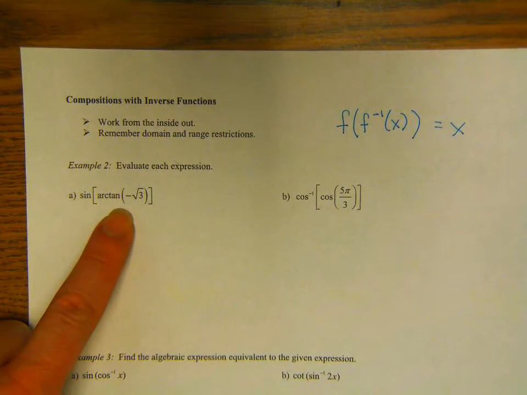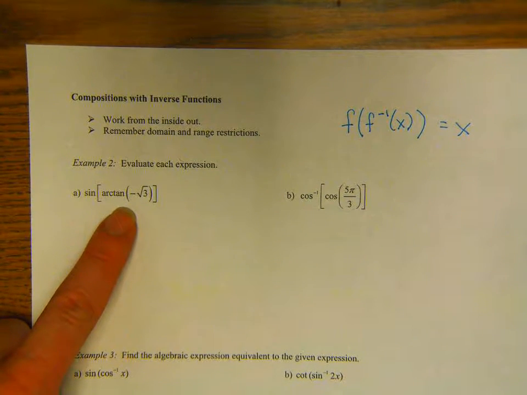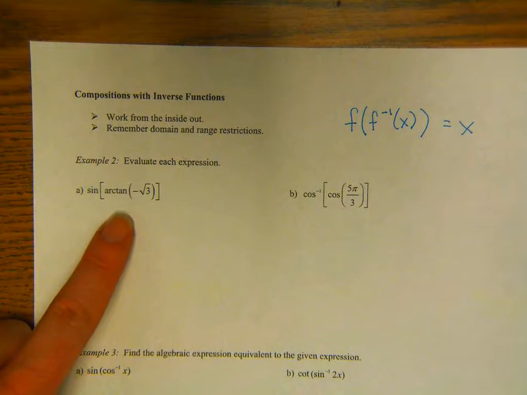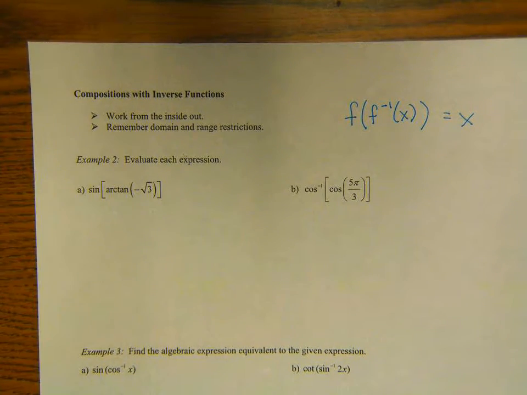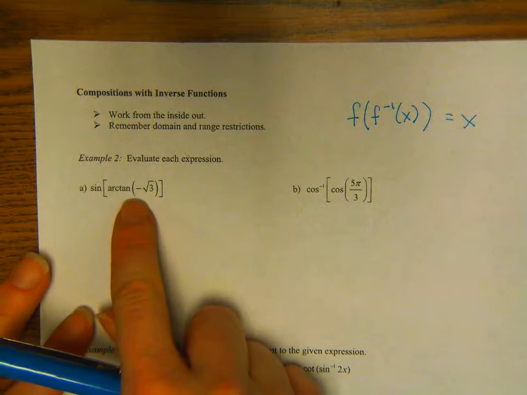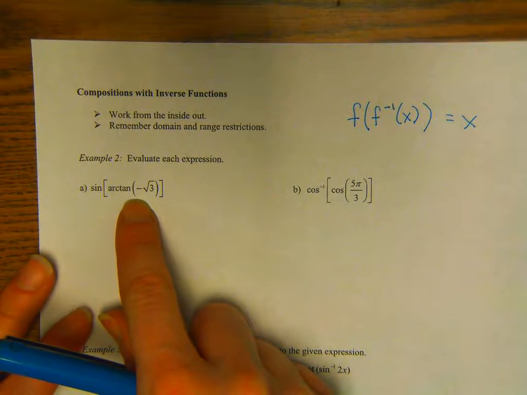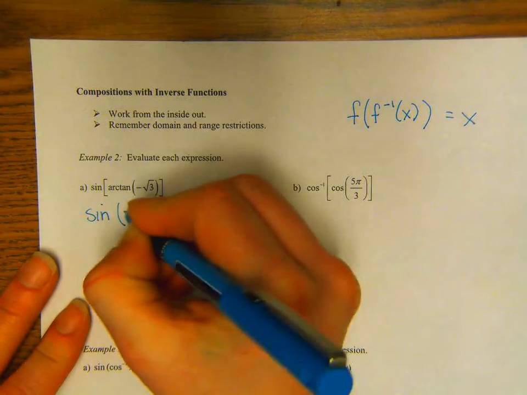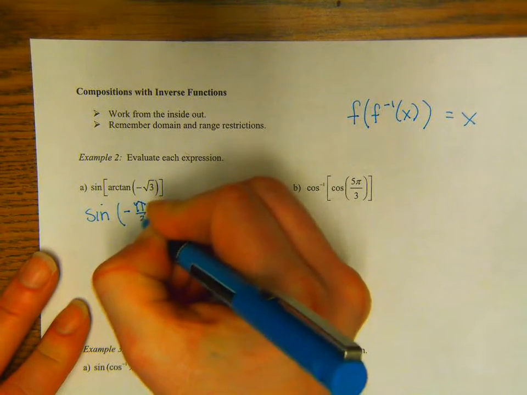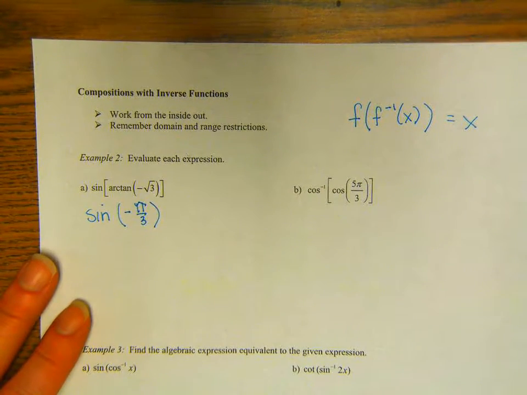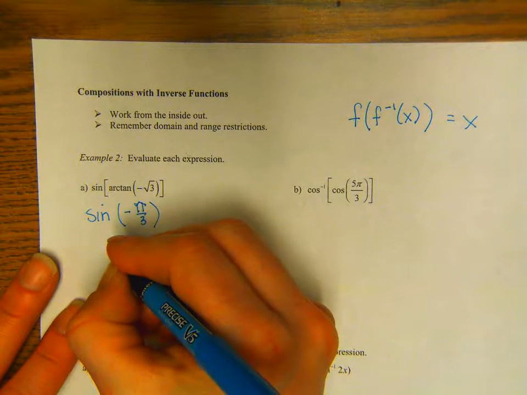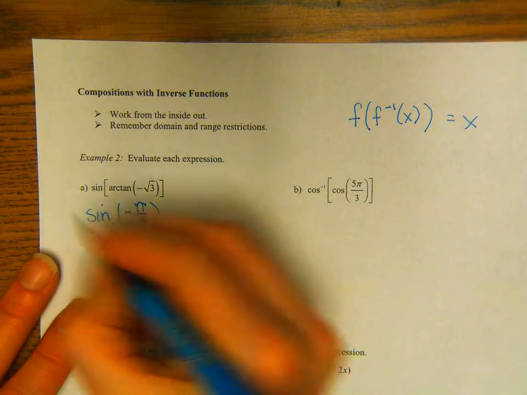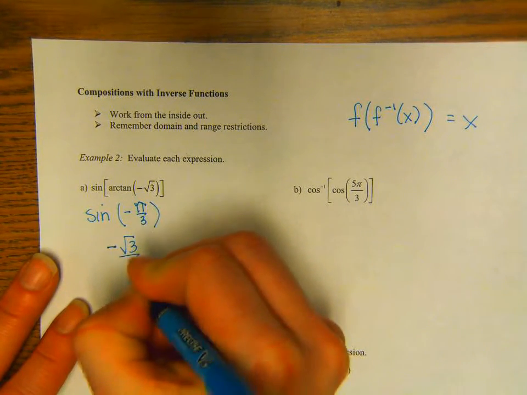Alright, so first of all, can somebody tell me what's the arctan of -√3? We just did this one. At what angle is the tangent -√3? Very nice, -π/3. Then, what is the sine of -π/3? -√3/2.